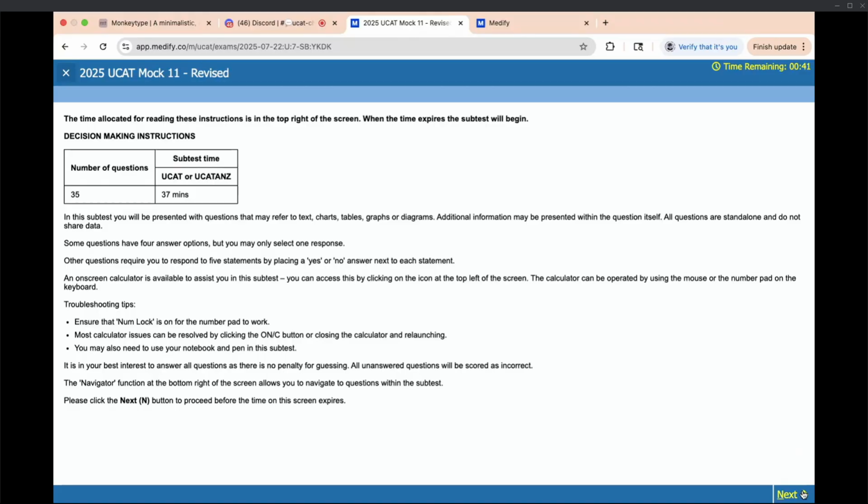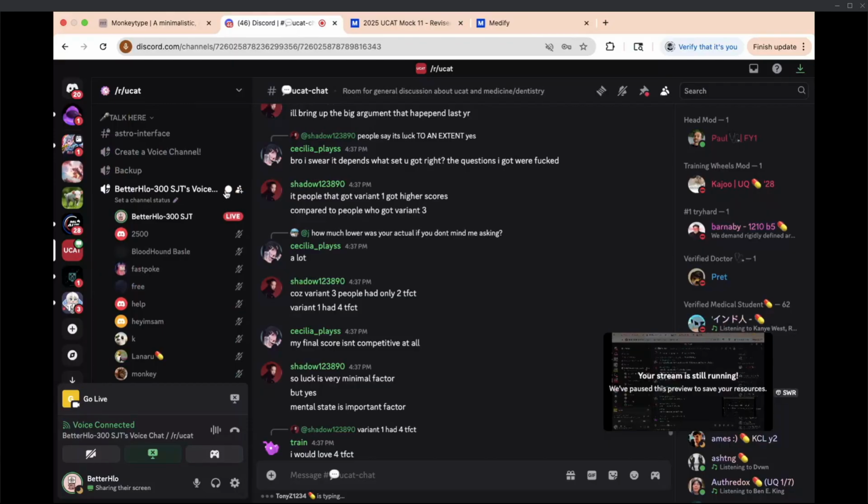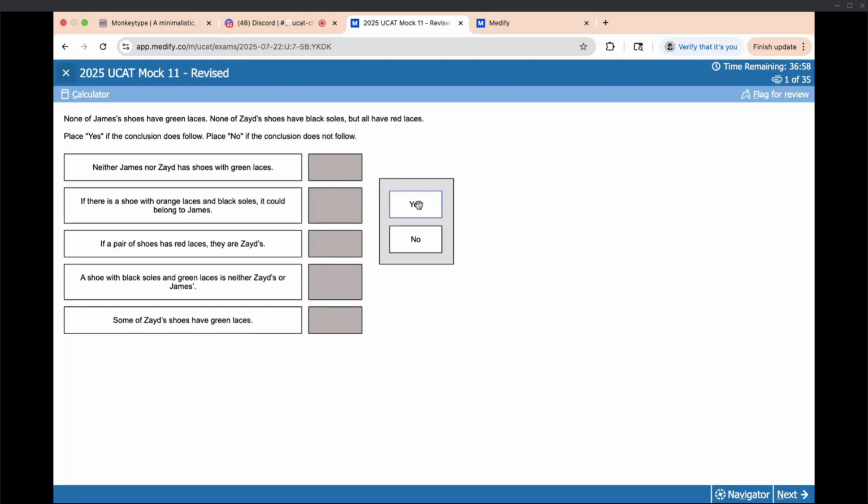Okay, I'm not going to try to overthink it. I reckon the biggest problem with DM is that a lot of people have given me some crazy counter examples. Non-Jews and non-Jews at Bell have red laces, so neither James have green laces. Yes. Yes. Pairs, no. Pairs neither. Yes. No.